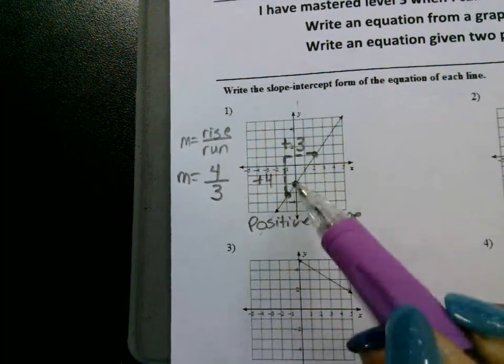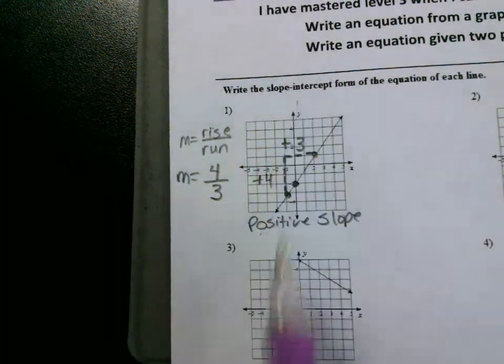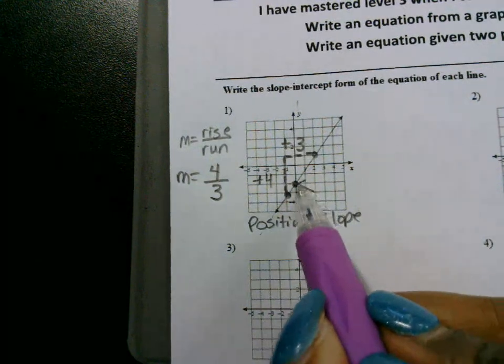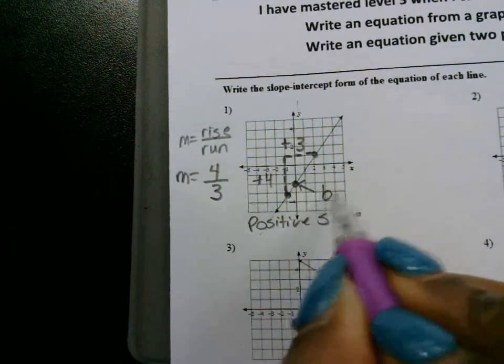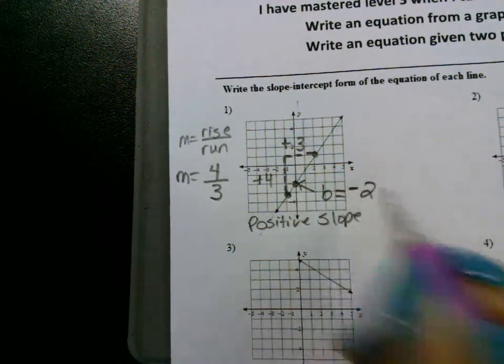Do you see the line? It crosses right here on the y-axis. This number on the y-axis is -2. So B is equal to -2.